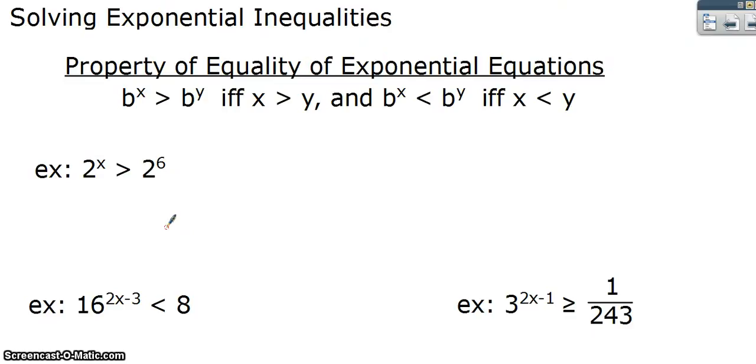All right, this last part is inequalities. This is only for pre-AP, so if you're regular and you're watching this, you can stop. Pre-AP kids, keep watching. We're going to do a couple of inequalities. So we have the property of inequality of exponential inequalities.